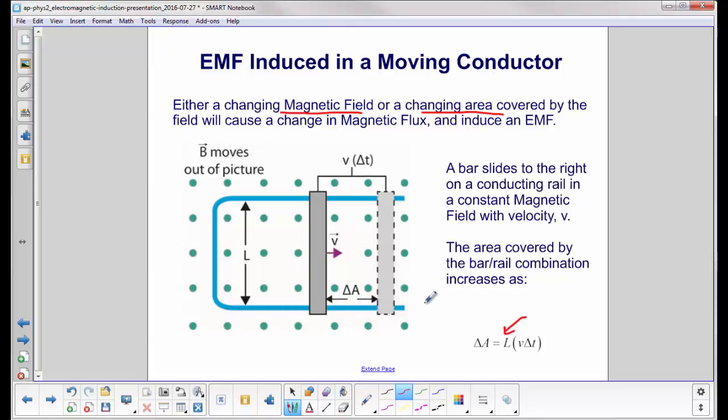Well, we know that velocity is defined as displacement over time. So the displacement here is going to be v delta t. So I now have v delta t as this increasing length, and I have L here. So the changing area will be L times v delta t.